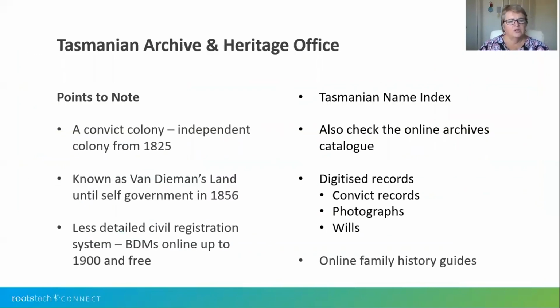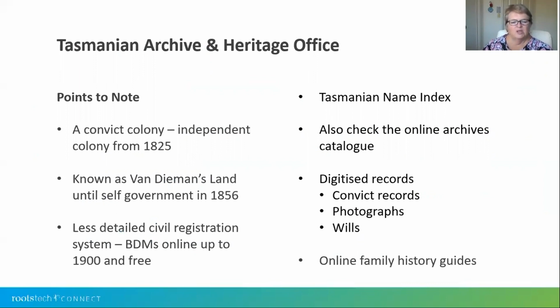Tasmania. It was a convict colony and it became independent from New South Wales in 1825. It was known as Van Diemen's Land. You'll see that on the records, VDL, Van Diemen's Land. It obtained self-government in 1856, and that's when it changed its name to Tasmania. They wanted to distance themselves from their convict background.